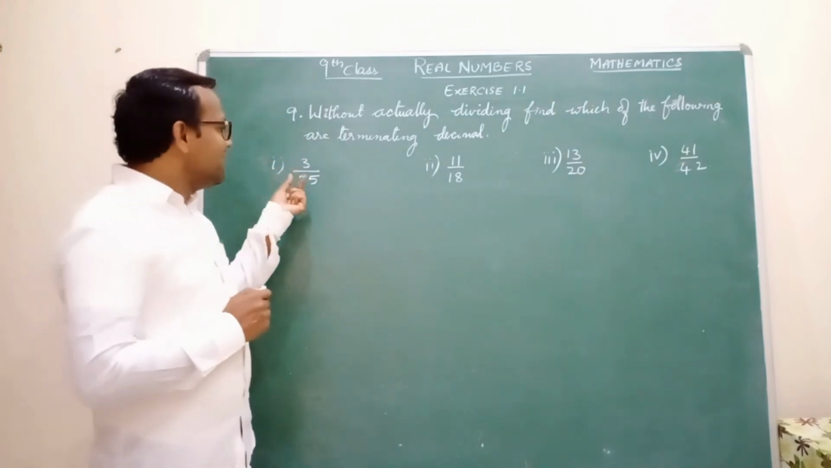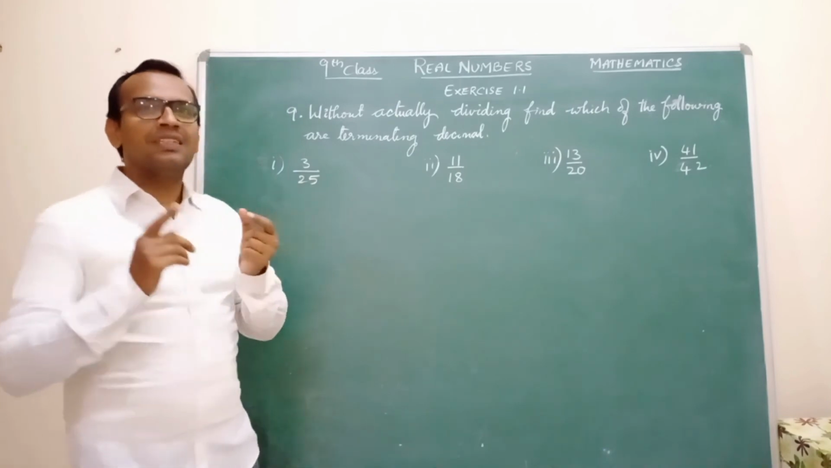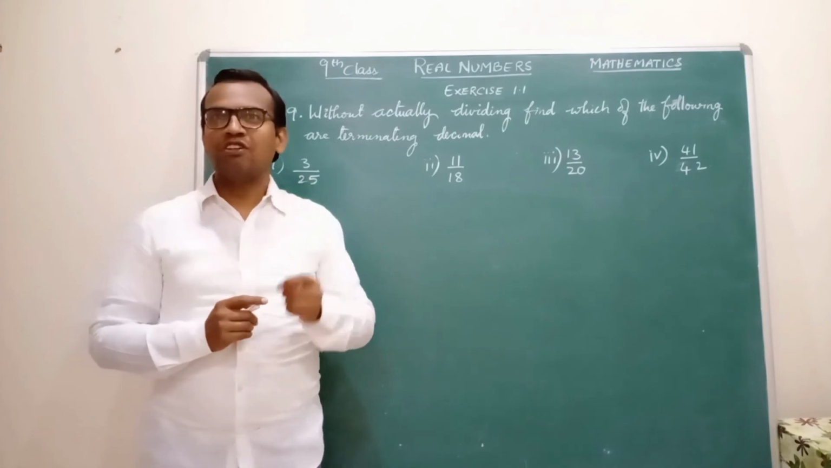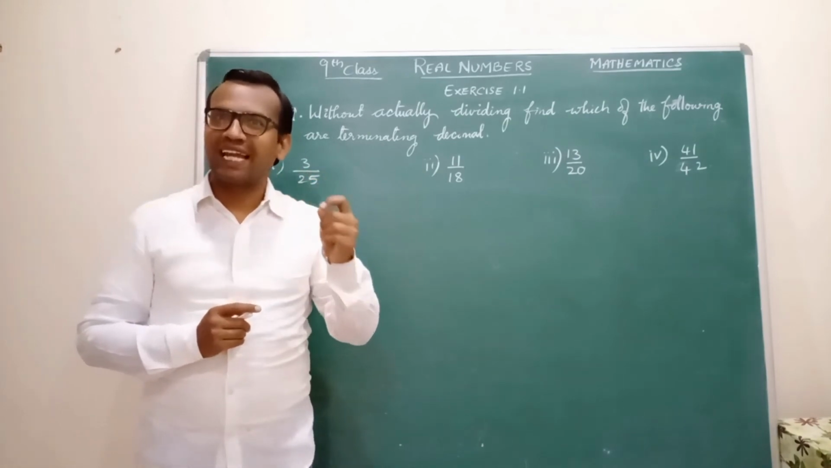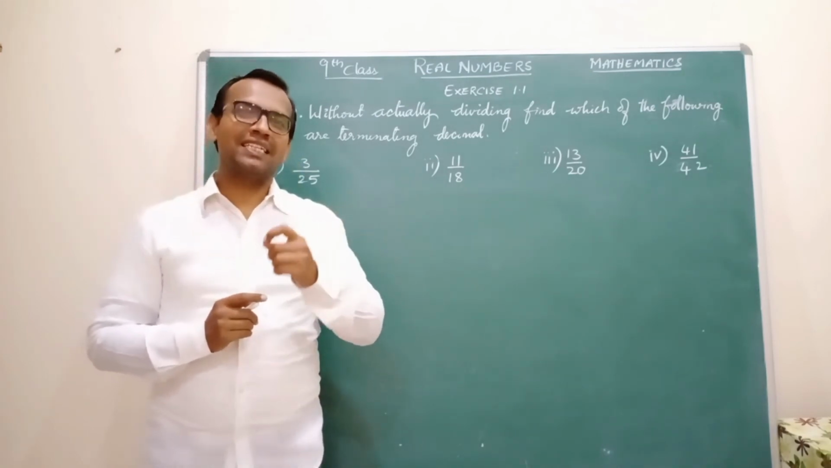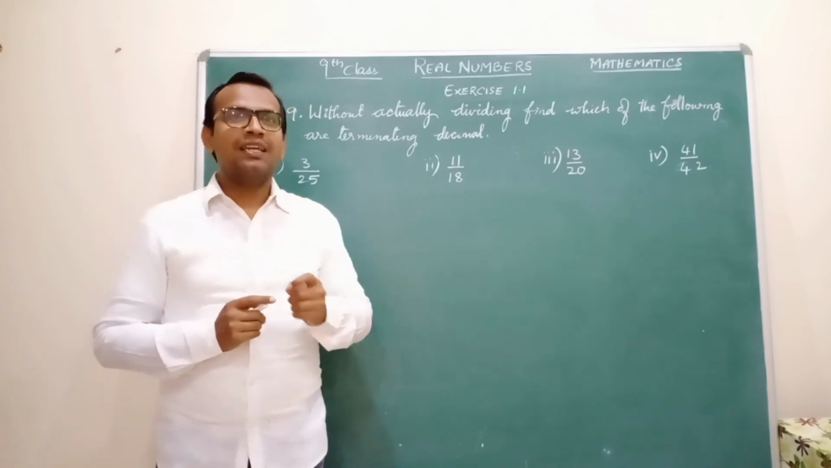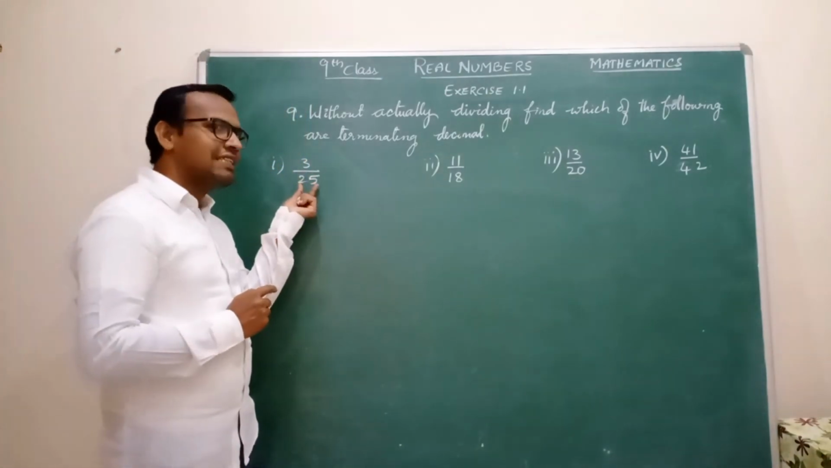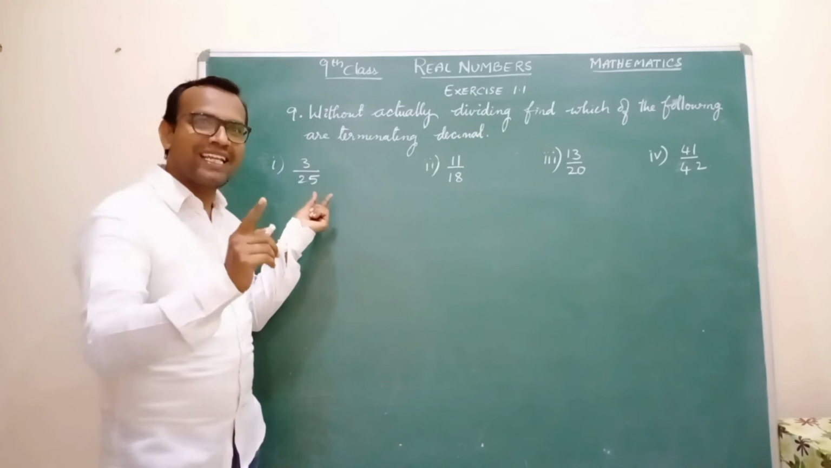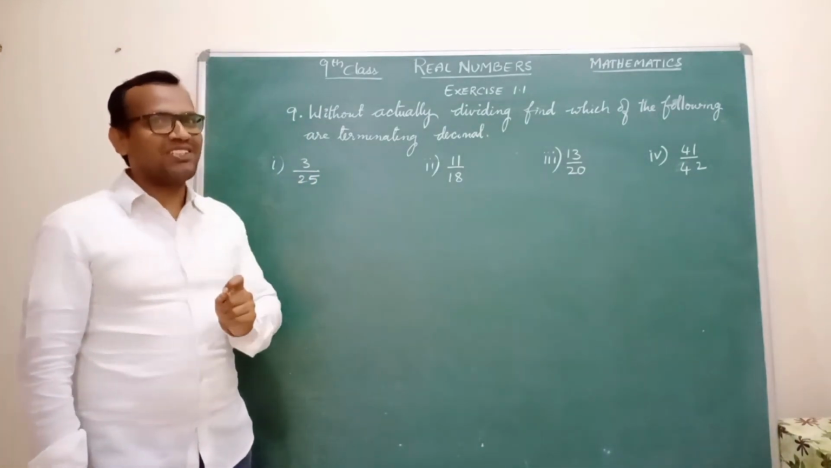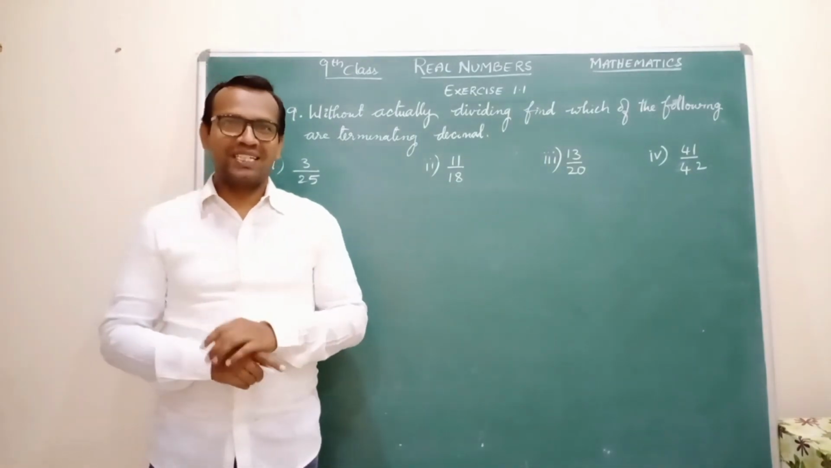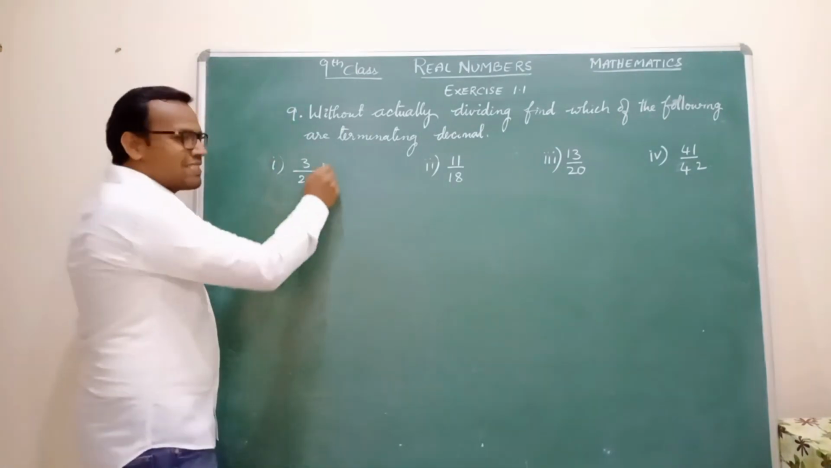Simple. If the denominator of the fraction is split into prime factors and that is in the form of 2 power m into 5 power n, then such fractions can be expressed as terminating decimals. Let me tell you once again. If the prime factors of the denominator are in the form of 2 power m into 5 power n, then such fractions are terminating decimals. If they are not in that form, then they are not terminating.